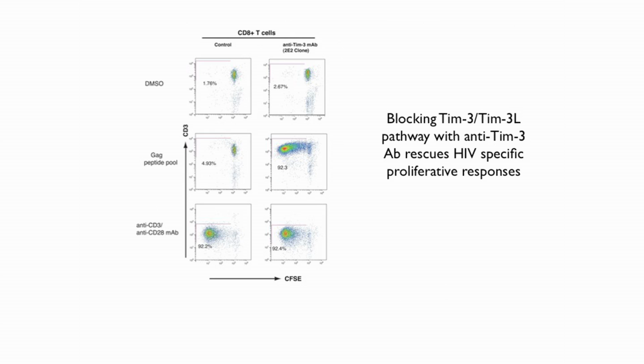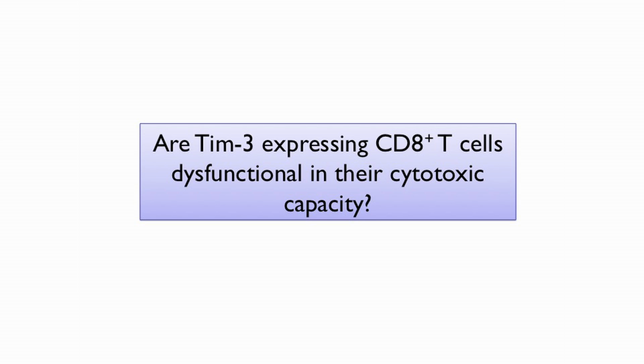And of course, if you block the TIM3 pathway with an antibody to TIM3 called 2E2, you can enhance the proliferative capacity of HIV-specific T cells in vitro. We then wanted to see whether TIM3 positive cells are defective in their ability to kill HIV-infected cells, since that's the main function of CD8 T cells.